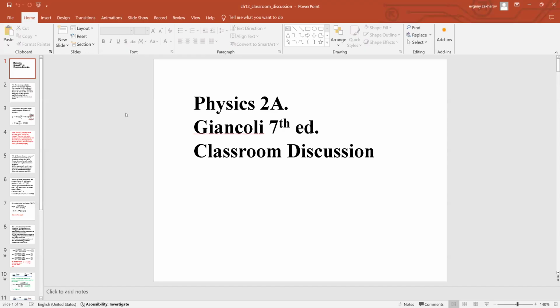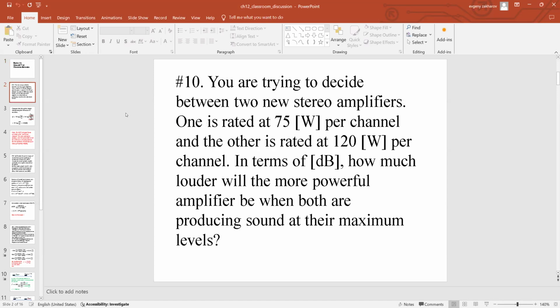Okay, chapter 12, classroom discussion. Trying to figure out sound waves. Okay, the very first problem is a very interesting one in terms of applications.